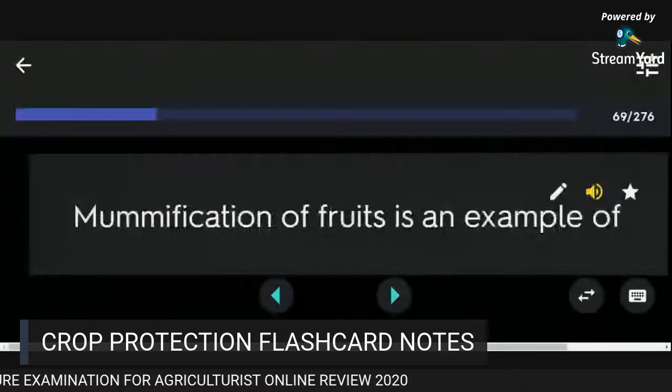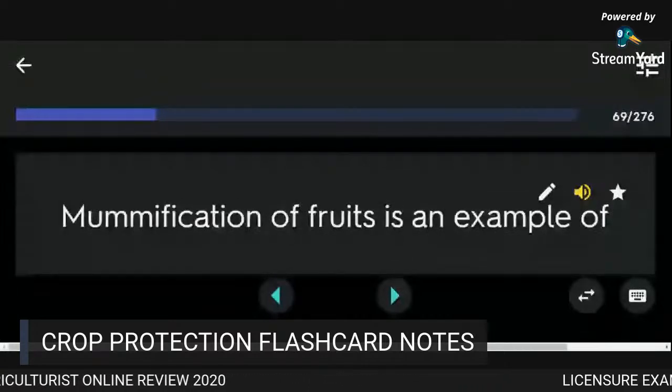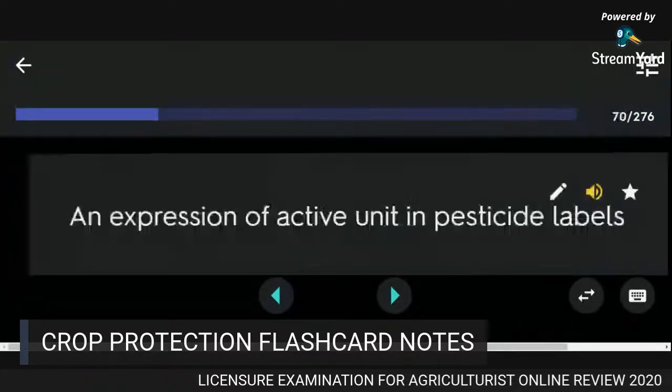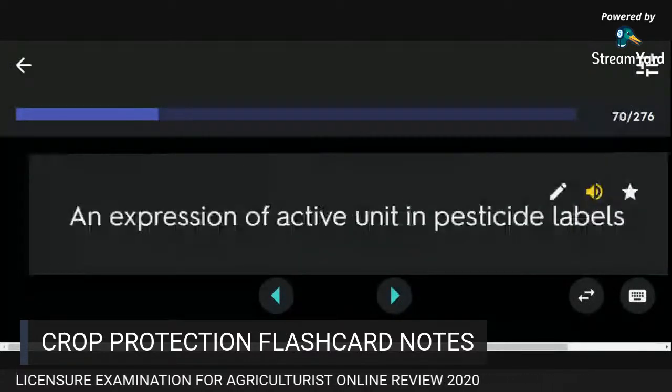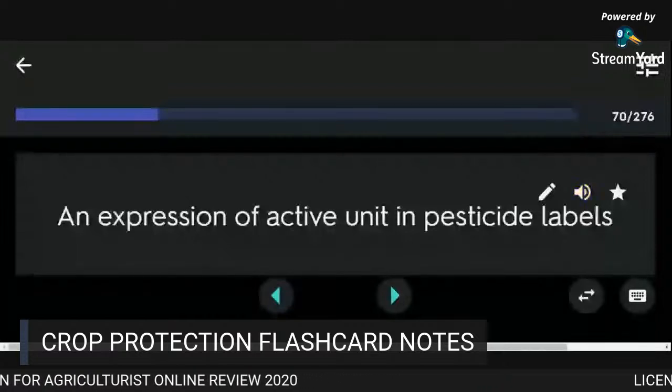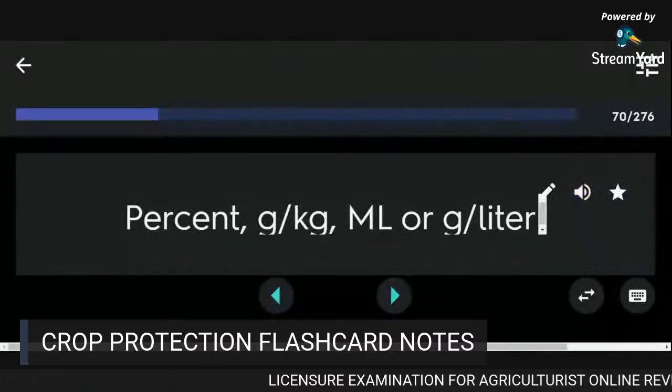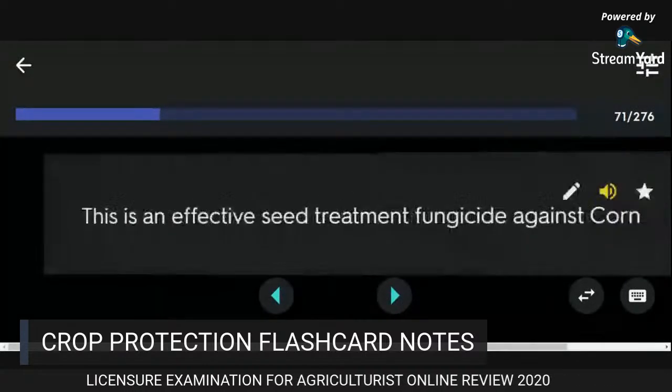Mummification of fruits is an example of sign. An expression of active unit in pesticide labels. Percent, gram per kilogram, ml or gram per liter. This is an effective seed treatment fungicide against corn.